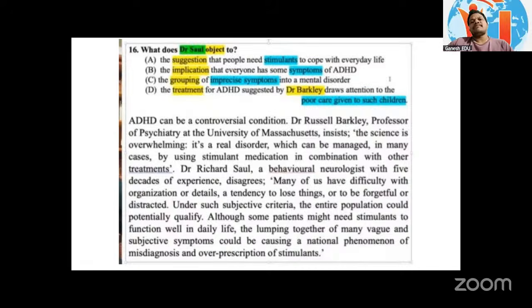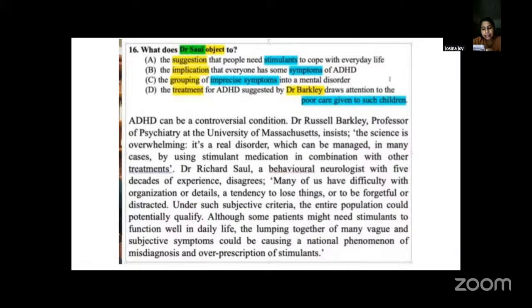Okay. Question number 60. What does Dr. Saul object to? The hedging words are Dr. Saul object. Option A, the suggestion that people need stimulants to cope up with everyday life. Hedging words are suggestion, stimulants. Option B, the implication that everyone has some symptoms of ADHD. Hedging words are implication, symptoms. Option C, the grouping of imprecise symptoms into a mental disorder. Hedging words are grouping, imprecise symptoms.